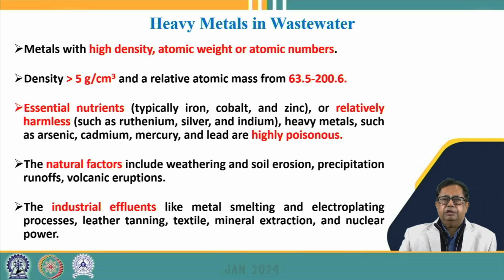So the heavy metals in wastewater, we know that there can be metals present in the water or wastewater. The heavy metals are defined as the metals with high density, atomic weight or atomic numbers. When the density of these metals is greater than 5 grams per cubic centimeter, or they have a relative atomic mass which ranges from 63.5 to 200.6, they may be classified as heavy metals.